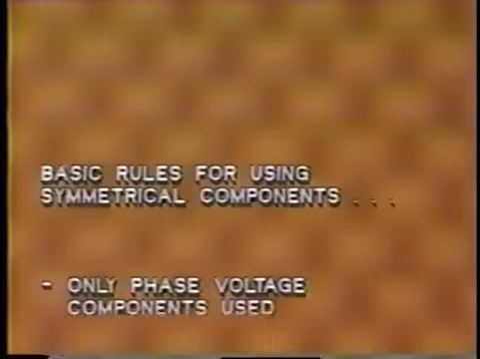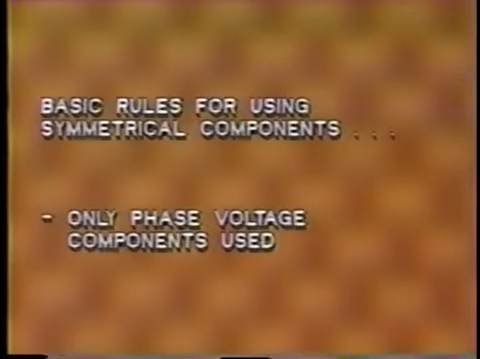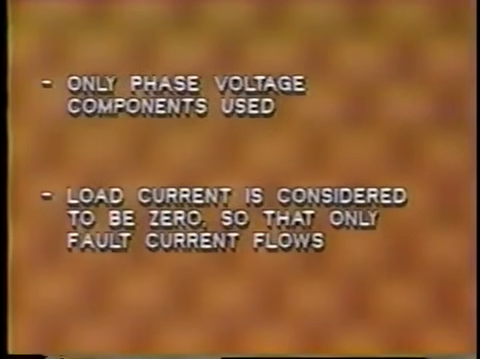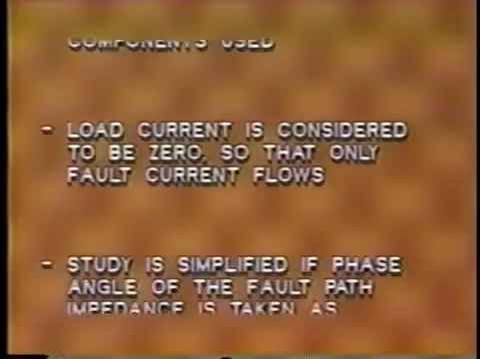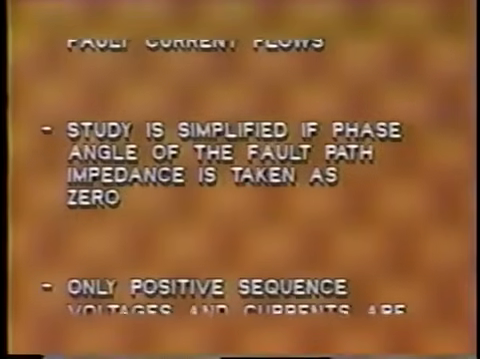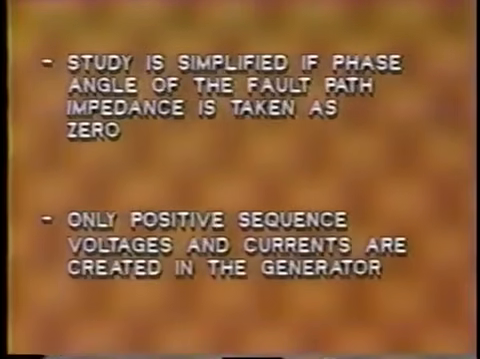Breaking the quantities down into symmetrical components helps us visualize the conditions. In fact, any unbalanced system of currents and voltage can be represented by a combination of positive, negative, and zero sequence components. There are several basic rules we should remember in connection with this method. Only phase voltage components are used. The load current is considered to be zero, so that only fault current flows. Current in the uninvolved phases is taken as zero. The study is simplified if the phase angle of the fault path impedance is taken as zero.